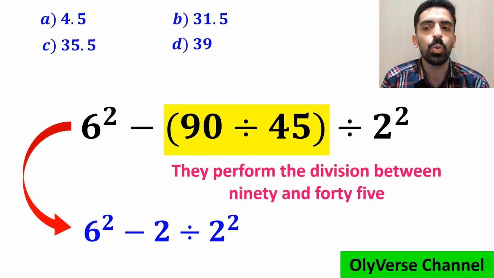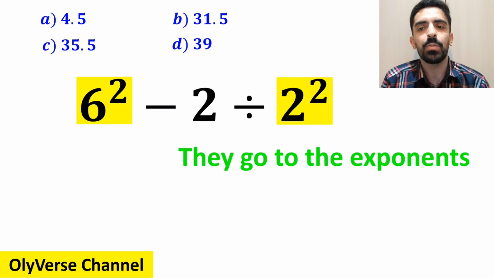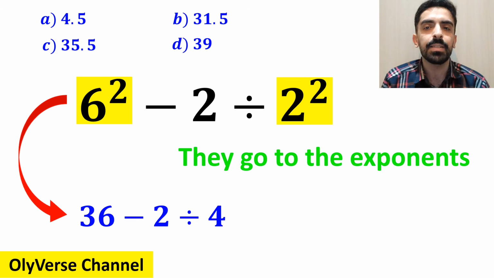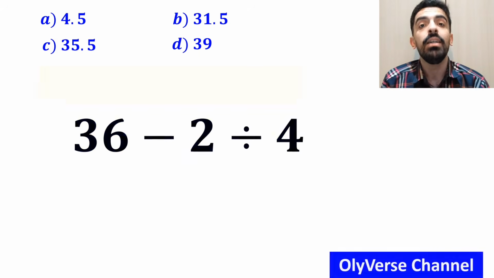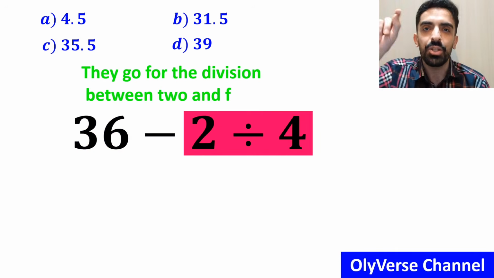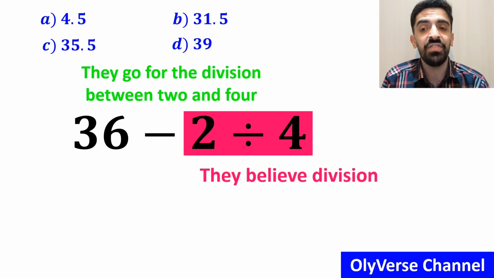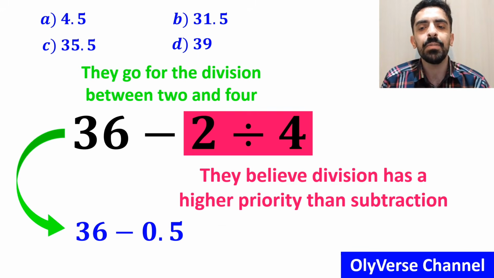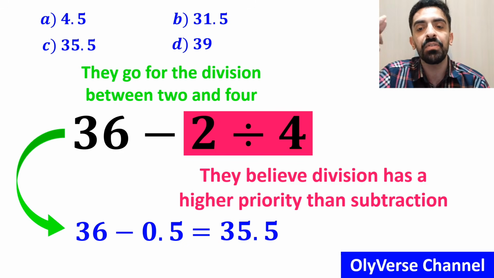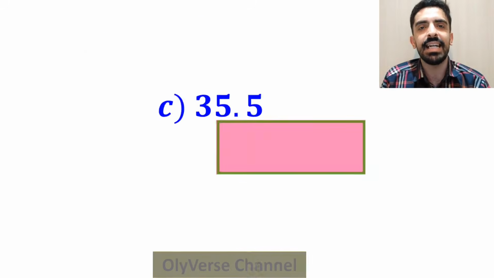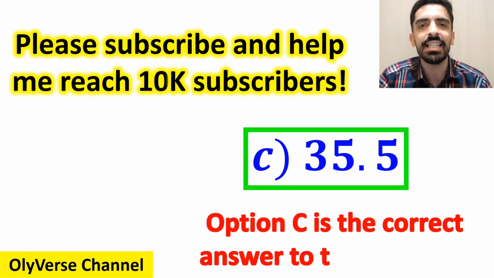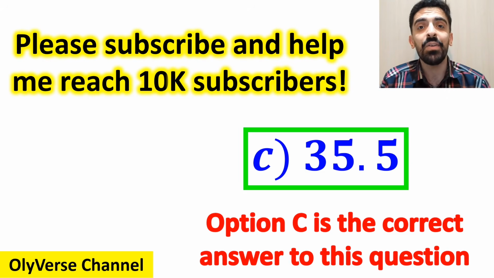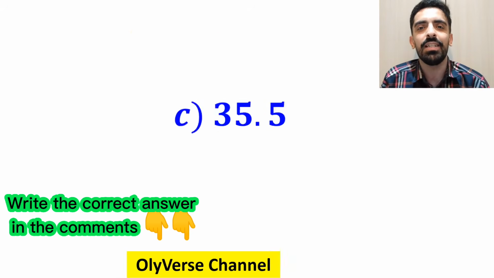And the next step, they move on to the division between 90 and 45 and replace this expression with 6 squared minus 2 divided by 2 squared. Then, they go to the exponents and simplify this expression to 36 minus 2 divided by 4. And the final step, they go for the division between 2 and 4 because they believe division has a higher priority than subtraction. So, they rewrite this expression as 36 minus 0.5, which finally gives them the answer 35.5. Then, they quickly say that option C is the correct answer to this question. However, it's not the correct answer to this question.